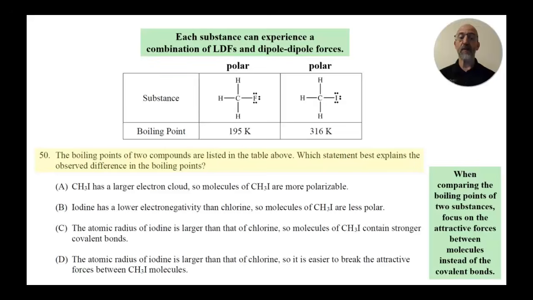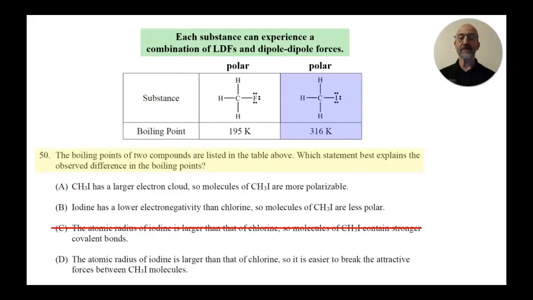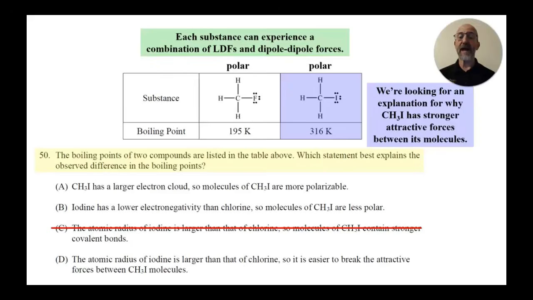Remember that when you're comparing the boiling points of two substances, focus on the attractive forces between the molecules instead of the covalent bonds. So when I read choice C, it says molecules of CH3I contain stronger covalent bonds. I'm going to go ahead and eliminate choice C. Now, when I consider that CH3I has a higher boiling point, we're looking for an explanation for why the CH3I substance has stronger attractive forces between its molecules.